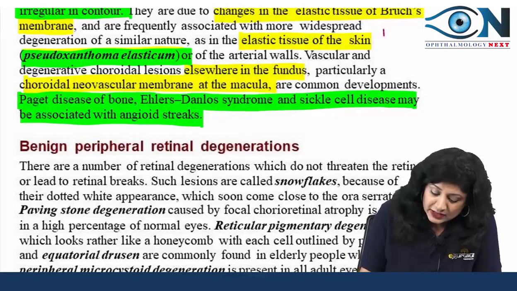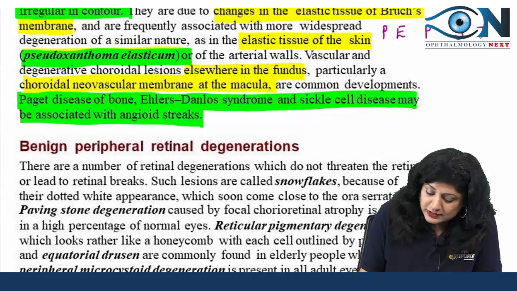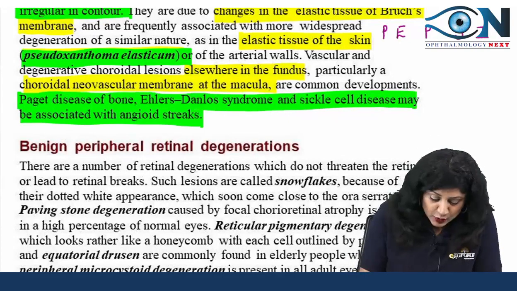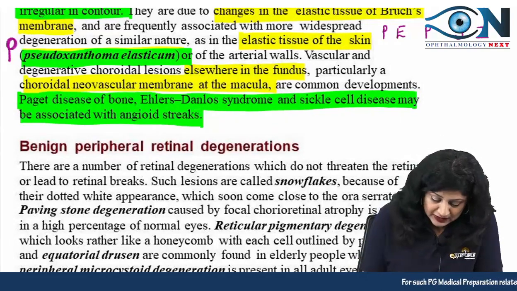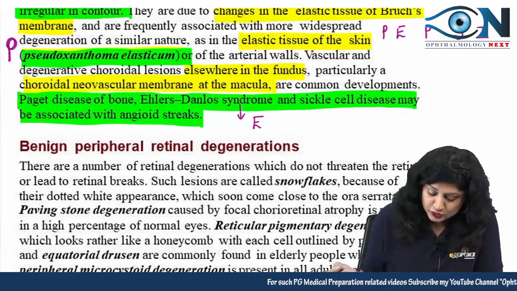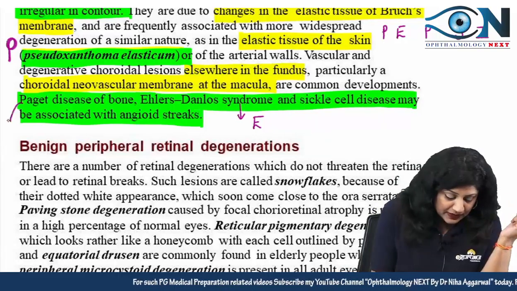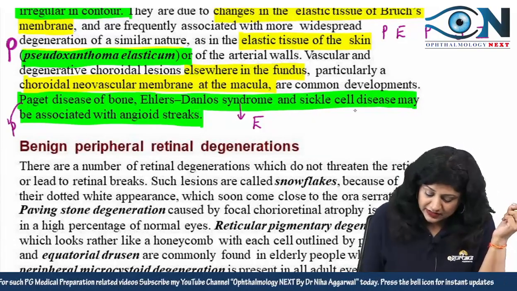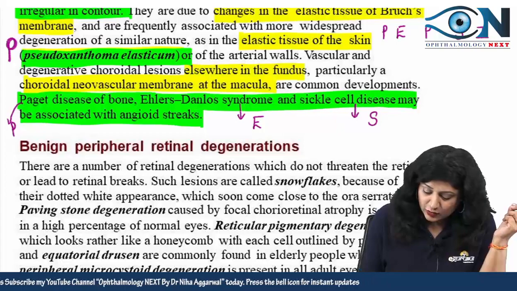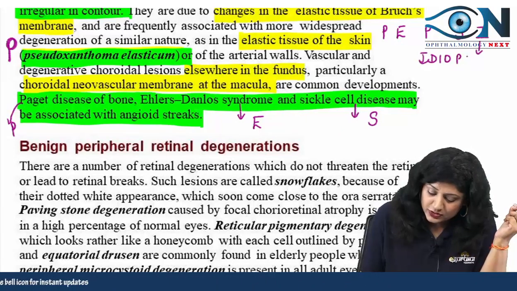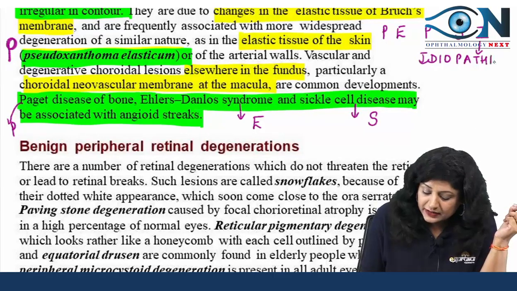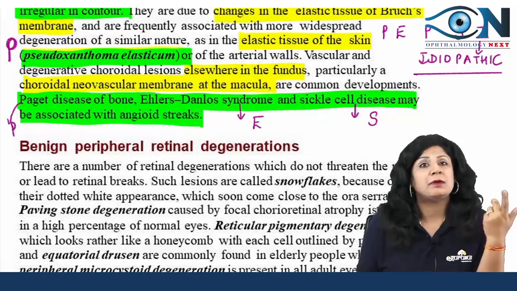So I will give you an important mnemonic to remember the causes. You can easily use the Pepsi and you can learn the causes of the angioid streaks. So P is your pseudoxanthoma elasticum, then you have E for Ehlers-Danlos syndrome, then another P, this is your Paget's disease, sickle cell disease is S, and then you have I. I is your idiopathic. We can have other causes also. So I think your life will become simple if you remember this Pepsi.